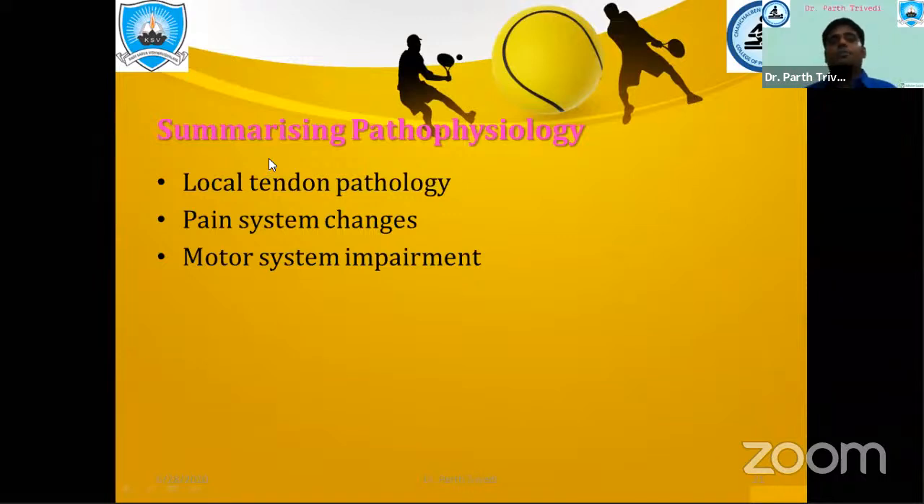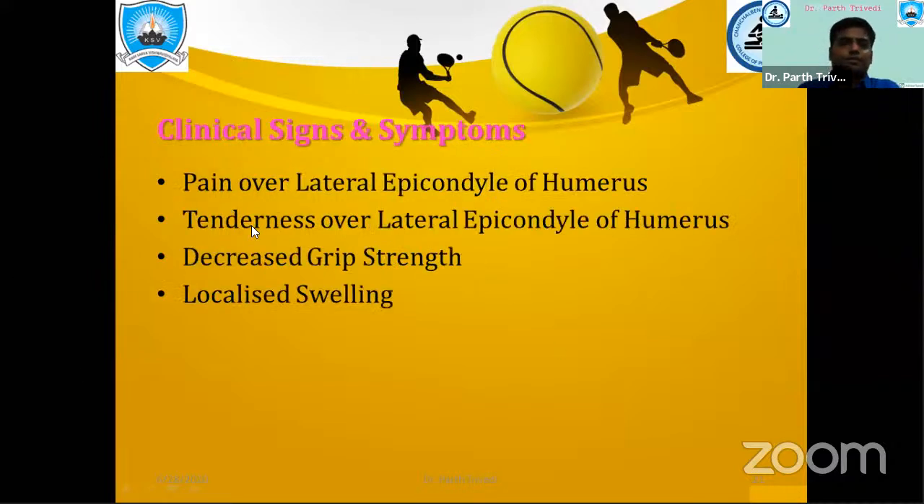So what I have discussed in detail is the pathophysiology. The pathophysiology has three major parts: lack of inflammatory response, local tendon pathology with angiofibroblastic changes and pain systems, your nociceptors and lactic acid components, and motor system impairments, reduced collagen fibers, reduced strength of the muscles. So these three are basically responsible for lateral epicondylalgia.